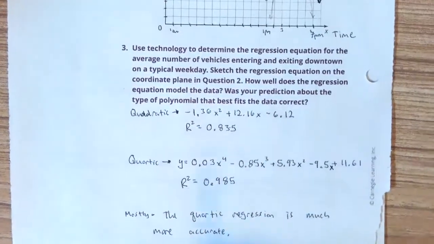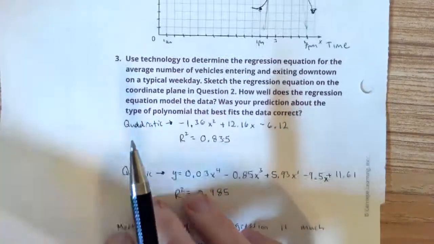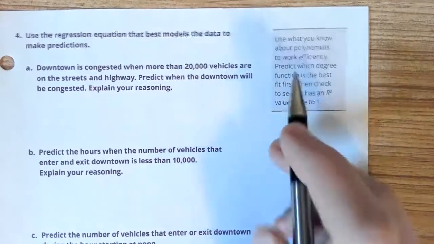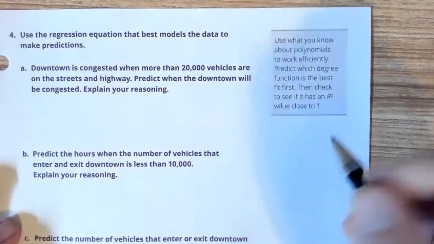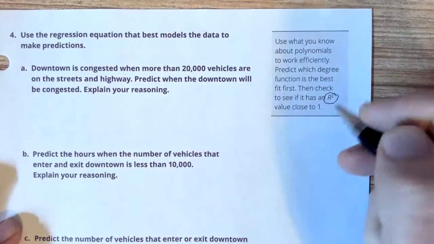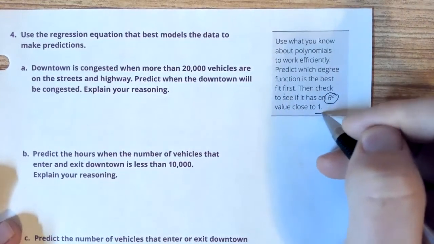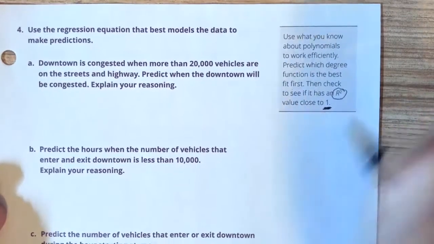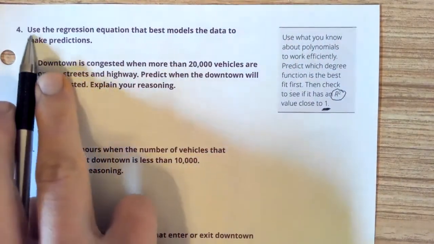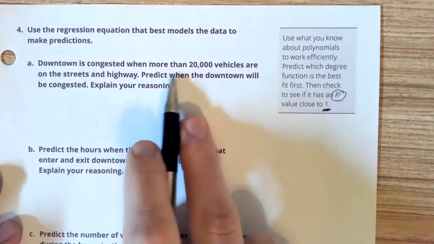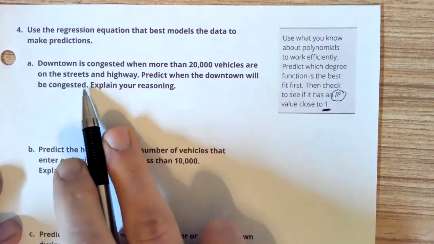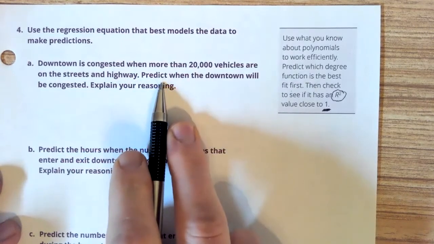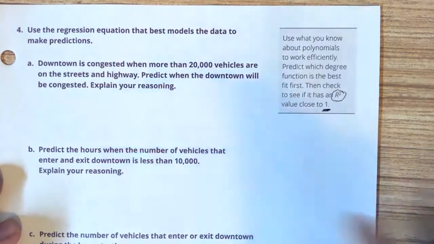So to really pick the best type of function, we need to compare the r-squared values. And that's what this box is saying. Compare the r-squared values. Whichever one has the value closest to 1 is going to be the best type. Okay, so we're actually going to finally use this regression equation. Downtown is congested when more than 20,000 vehicles are on the streets and highway. Predict when the downtown will be congested.